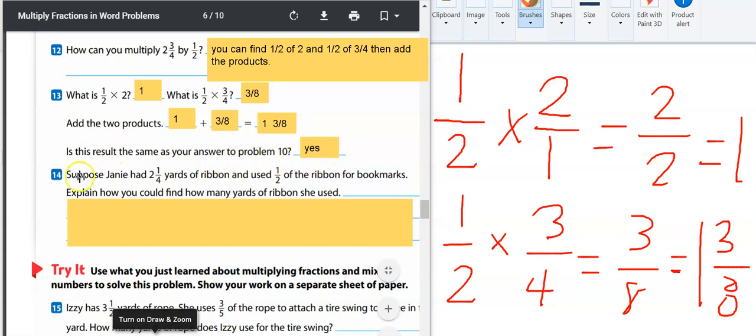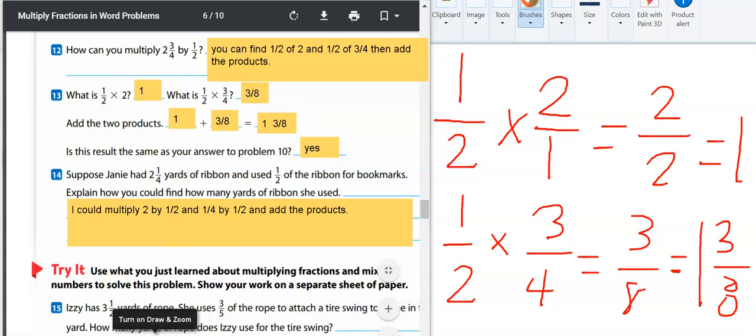Yes, it is. Now suppose Janie had 2 1/4 yards of ribbon and used 1/2 of the ribbon for bookmarks. Explain how you could find how many yards of ribbon she used. So your answer should read, I could multiply 2 by 1/2 and 1/4 by 1/2 and add the products, just like we did here in question 13.